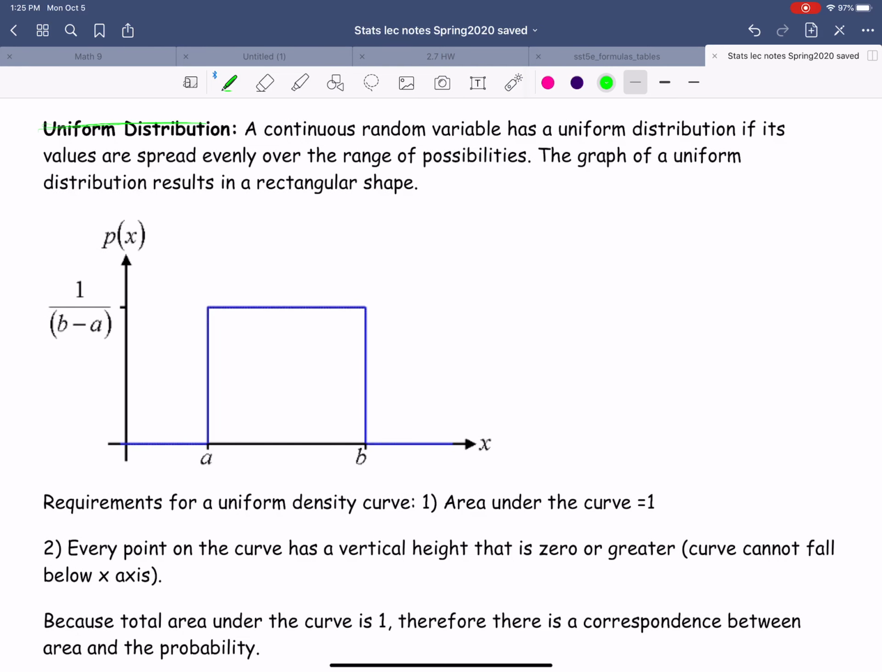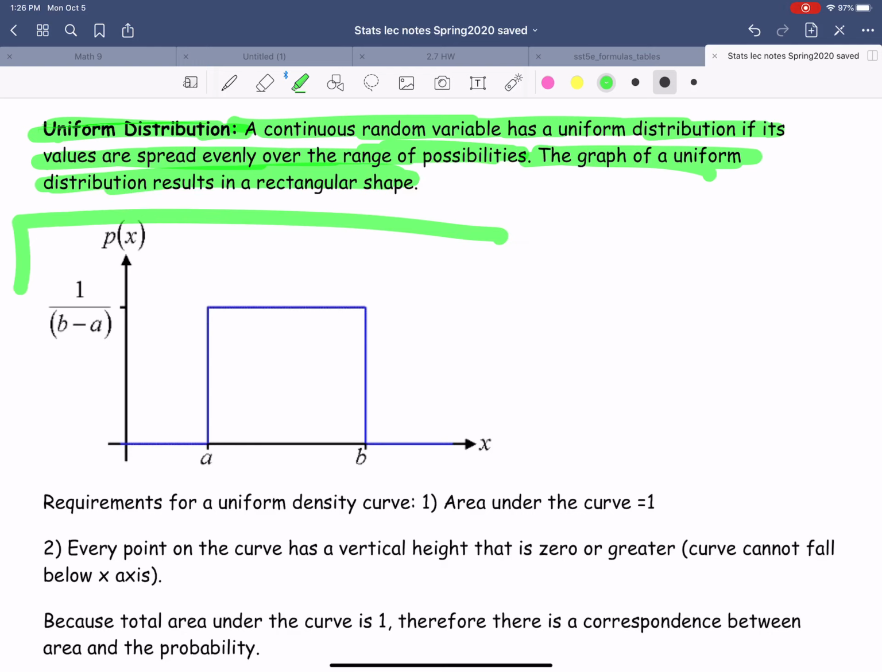A continuous random variable has a uniform distribution if its values are spread evenly over the range of possibilities. The graph of a uniform distribution results in a rectangular shape. So here's an example of how a uniform distribution looks. It's a continuous variable, for example, time. Time would be a continuous random variable, and we can express it using the uniform distribution.